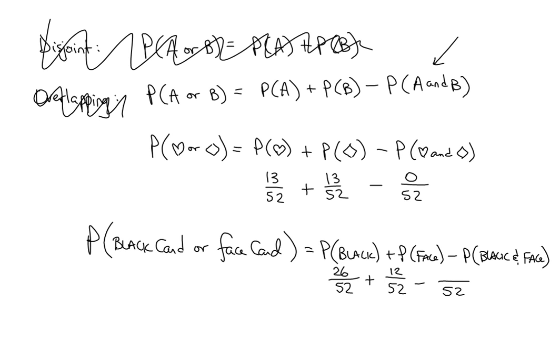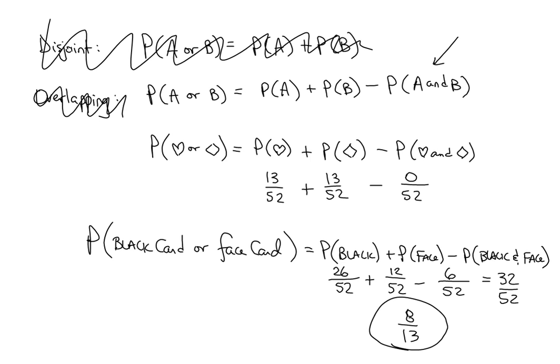minus, out of those 52 cards, was there anything that we counted in both categories? Are there any black face cards? How many? 6. There's jack, king, queen of clubs, jack, king, queen of spades. So we have to subtract 6 out of the 52 because we counted those 6 as if they were 12. So that gives you 26 plus 12 is 38 minus 6 is 32 out of 52. What does that reduce down to? 8/13 is perfect. Everybody see how that works?